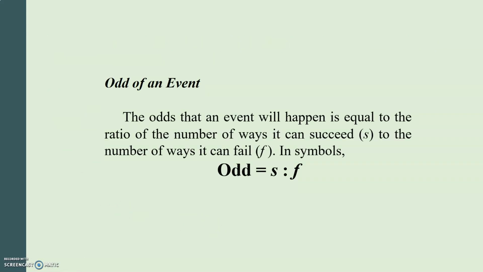Now let's discuss the odds of an event. The odds of an event happening is equal to the ratio of the number of ways it can succeed to the number of ways it can fail. So in symbol, odds is equal to S is to F, wherein S is the number of ways it can succeed and F is the number of ways it can fail.